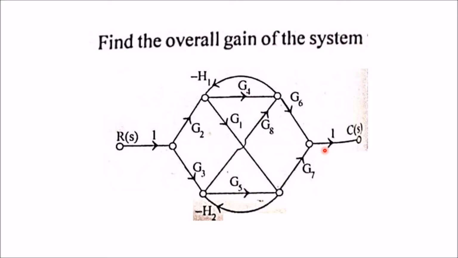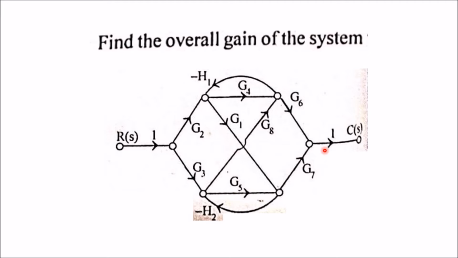It is a signal flow graph, and it has some H1 and H2 return paths, that is called feedback loops. Both are negative feedback, and except these two, all are forward paths. So how to solve this kind of problem? It is a little bit tricky problem. Not tricky. You can also solve this problem.